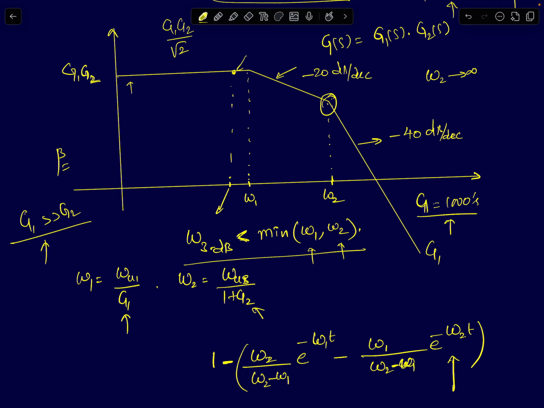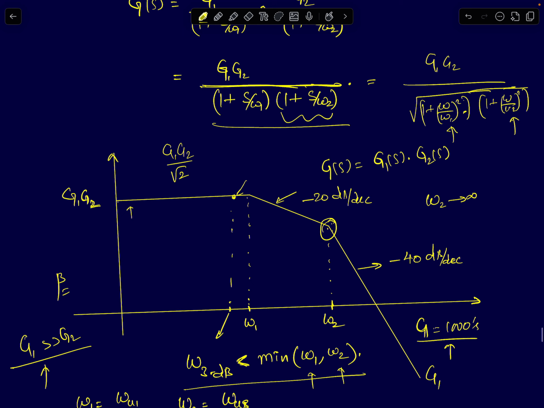So that's the conclusion. Whenever you have any two-stage systems, when you cascade two single pole systems, the lowest of the two poles will always dictate the overall response of the system.